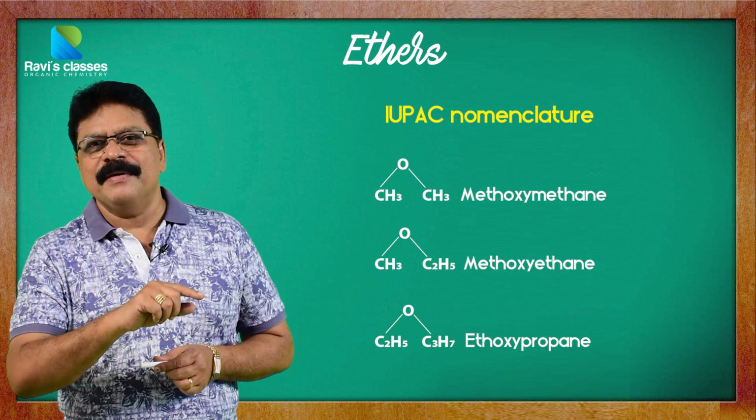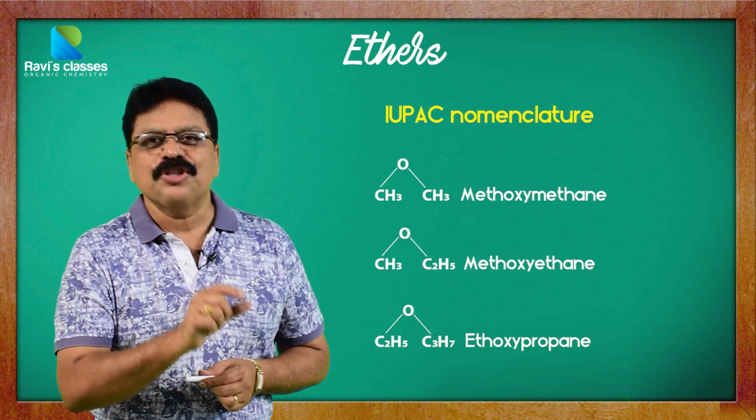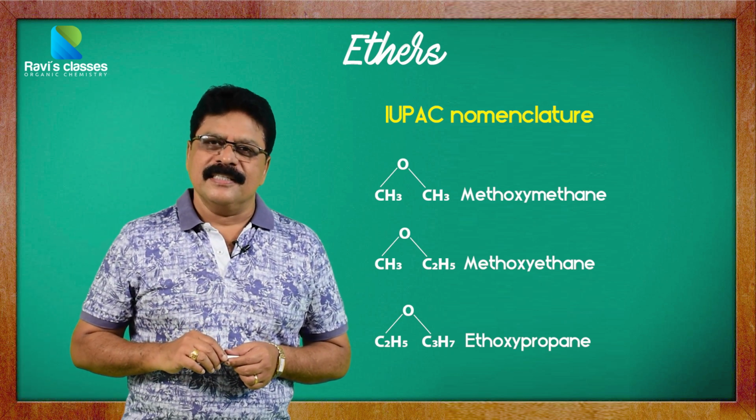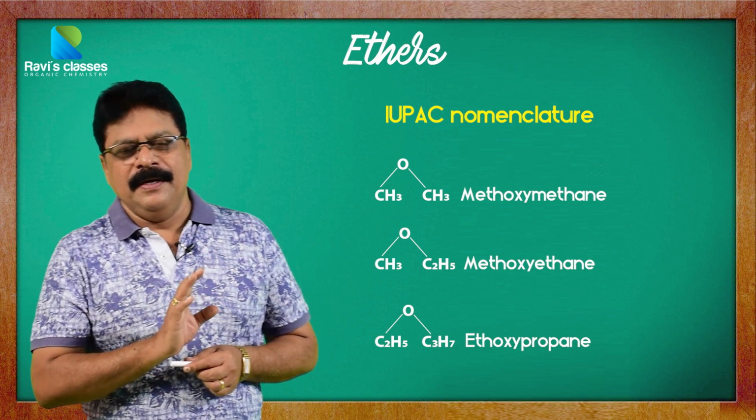So if there is a 2 carbon and a 3 carbon system, the larger chain is 3 carbon. So it is called what? Ethoxypropane. So this is the way in which we name the ethers. It is named as a substituent only, with a locant.